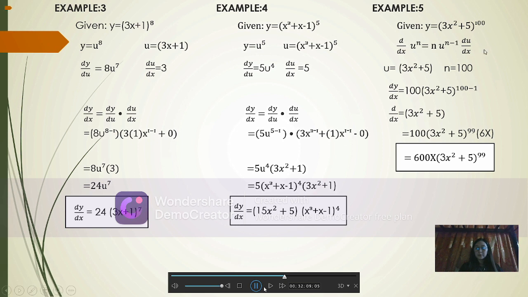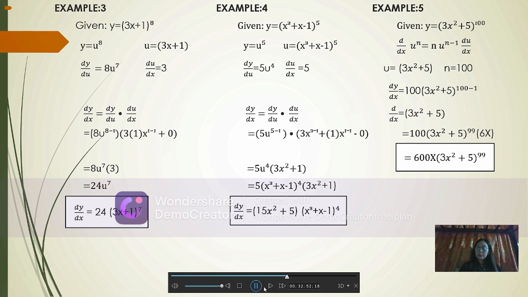Example number 5. Given natin is y is equal to 3x squared plus 5 to the 100 power. Medyo malaki siya, para madali lang din to na sagutan. Mga power rule yung ginamit natin. Yung iba naman, kaya naging 0 yung sagot kasi constant yung ginamit, or constant yung number. So, given natin sa number 5 is y is equal to 3x squared plus 5 to the 100 power.